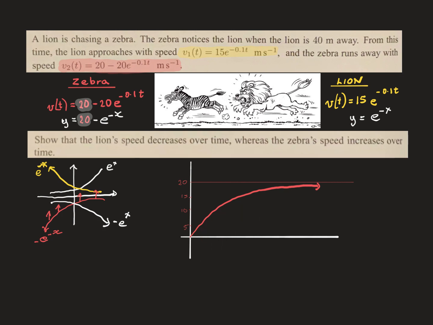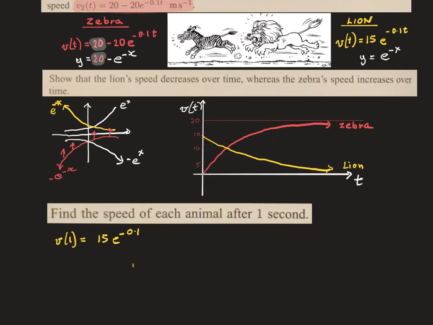So let's look at the function for the lion. The lion will start when t is 0. The velocity at the origin will be 15. So we'll start with 15. And this is the lion, and this is for the zebra. And our x-axis is the time, whereas our y-axis is the velocity function. So by drawing this graph, we show that the lion's speed decreases over time and that the zebra's speed increases over time.